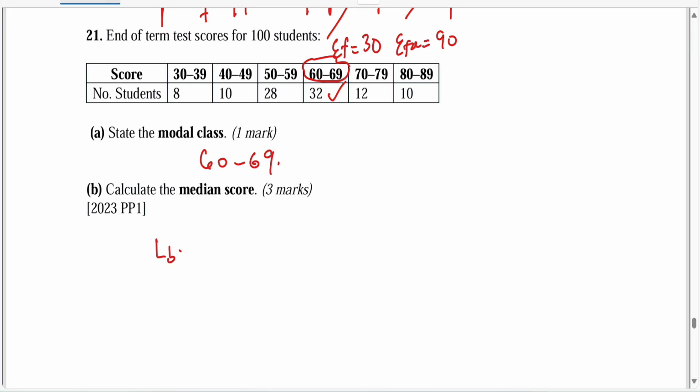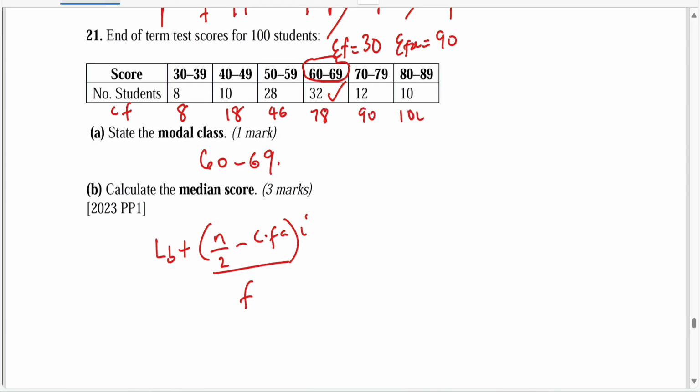Median score, lower boundary plus, let's use now n over 2 minus cf above times i over f. So let's introduce another row of cumulative frequency. This starts with 8 plus 10, 18 plus 28. It should be 46. 46 plus 32. It should be 78 plus 12, 90 plus 10, 100.